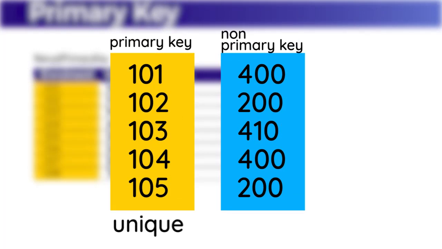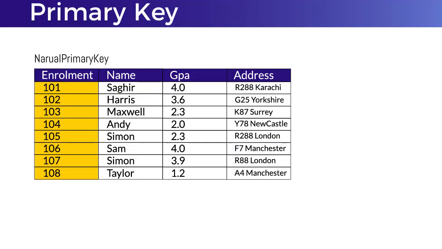On the other hand, anything that repeats in a column cannot be a primary key at all. It's called a natural primary key because this enrollment number is naturally connected to the students.